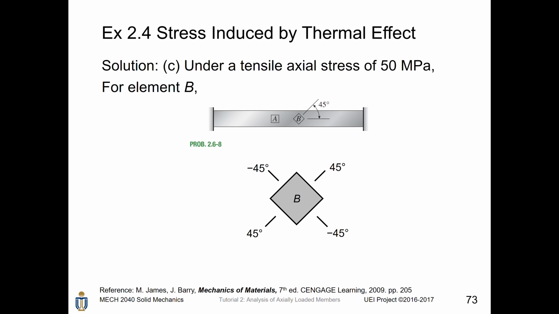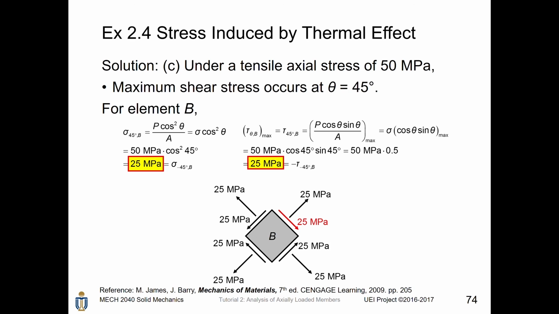For element B, it is a little bit different. For those two surfaces, their angle of inclination is 45 degrees, while for those two surfaces, their angles of inclination are both negative 45 degrees. By using the above information, we can find the direct stress in the four surfaces. The direct stress for the 45 degree surfaces is given by p cosine squared theta divided by A, while for theta equals 45 degrees, cosine squared theta equals 1/2.